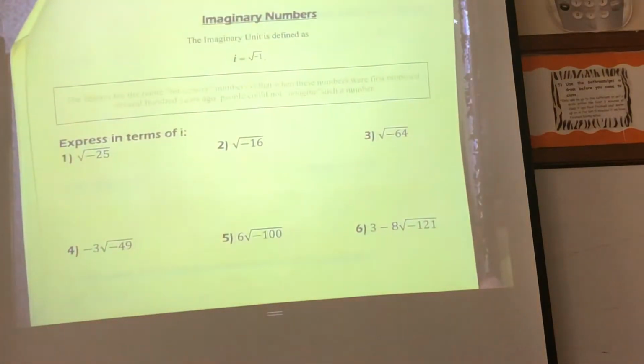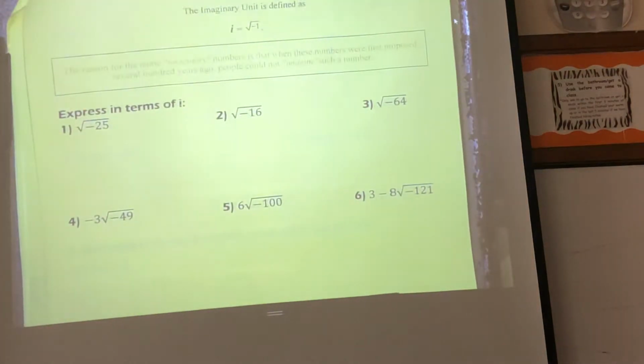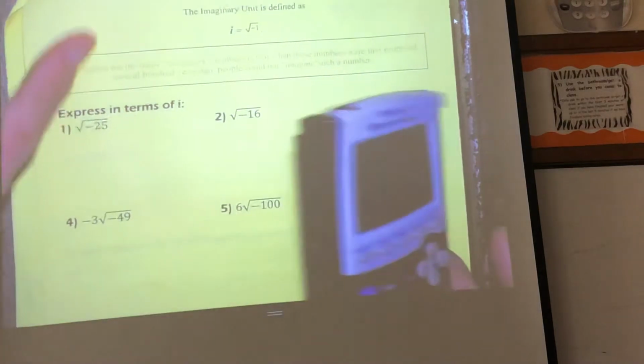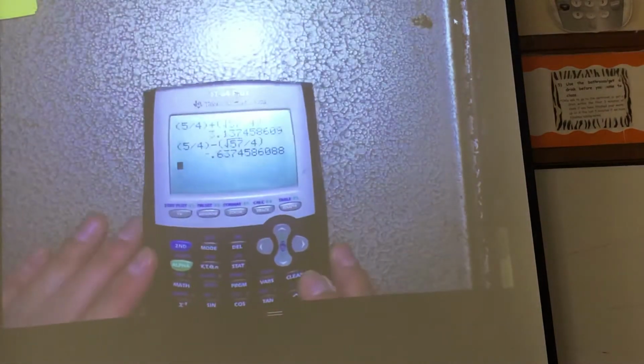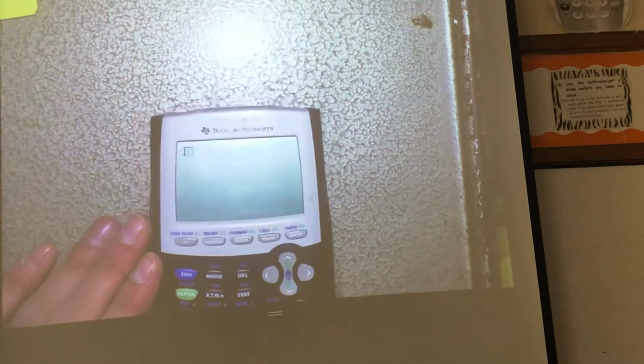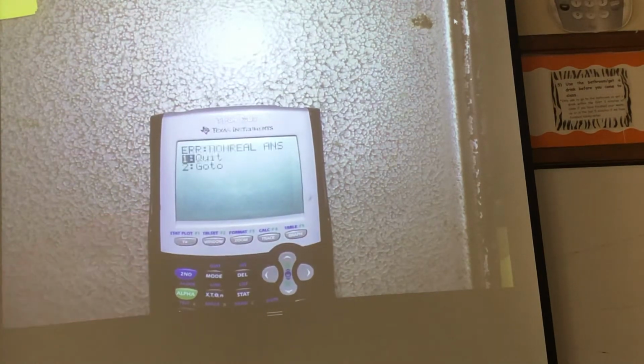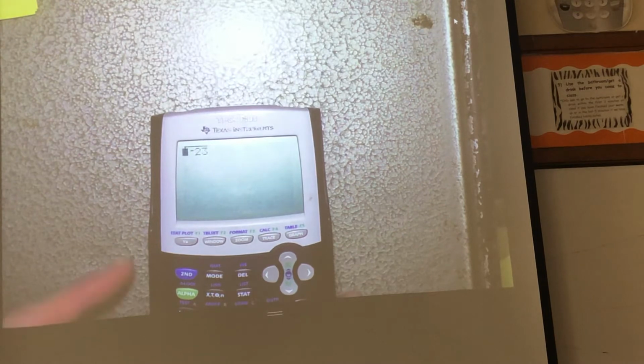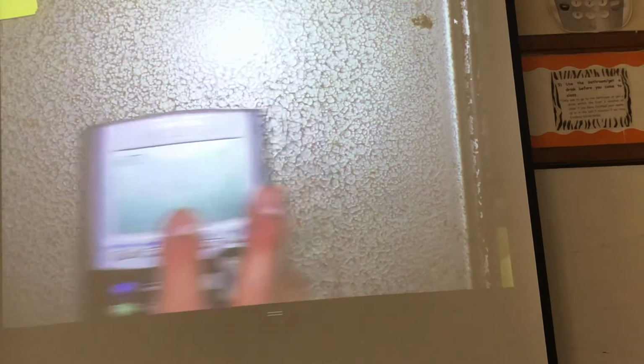Today we're going to talk about imaginary numbers. An imaginary number is defined by the letter i. If I plugged in the square root of -23, I'm going to get an error, and it says non-real answer. Another name for non-real is imaginary, and the reason is the negative underneath the radical.